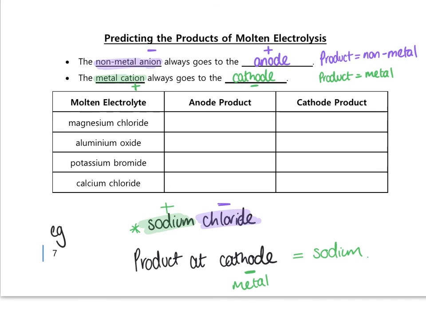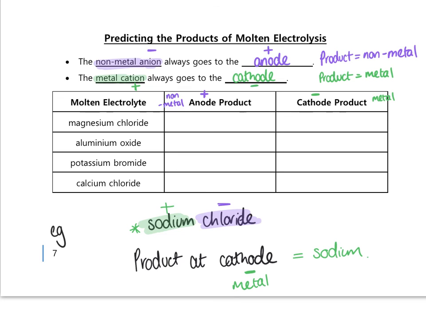So, for example, we've got a table here that we want to fill out with what are the products at the anode and the cathode for each of these examples. So remember that your anode is positively charged, and so what does it attract? It attracts the negatively charged non-metal ion. The cathode is negatively charged, so it attracts the positively charged metal ions.